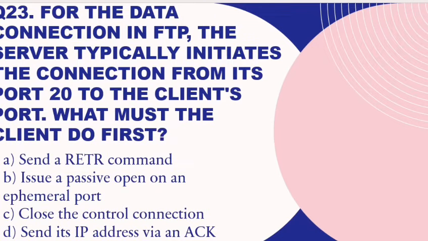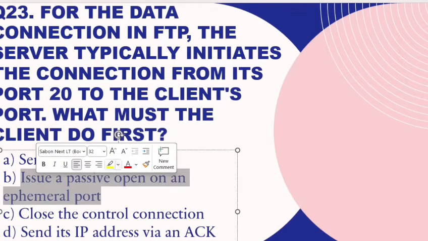So our 23rd question is, for the data connection in FTP, the server typically initiates the connection from its port 20 to the client's port. What must the client do first? Options are option A send a RETR command, option B issue a passive open on an ephemeral port, option C close the control connection, option D send its IP address via an ACK segment. So the correct answer for this question is option B. I hope you all have guessed it.